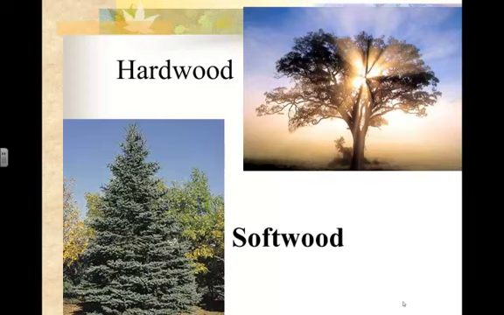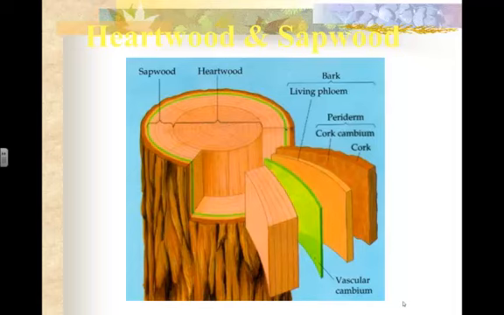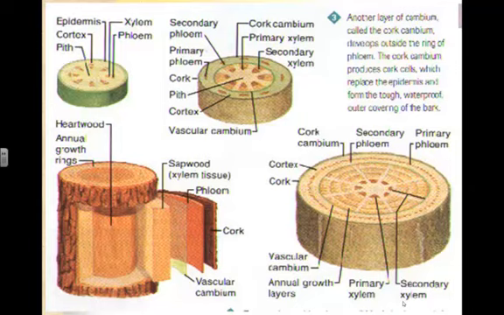And here's a hardwood and softwood picture. Here's a picture showing you the heartwood and the sapwood. And look at that green layer. We're going to talk about the cambiums. Here's another good picture showing you various parts, the cambiums, the cortex, cork, and all that. We're not going to learn all of those structures.